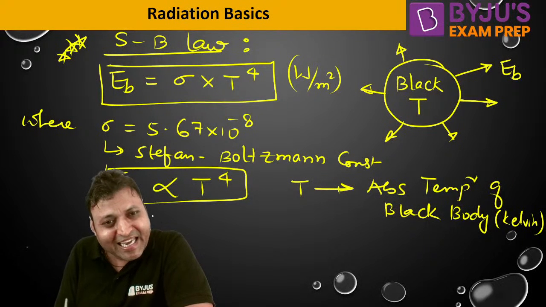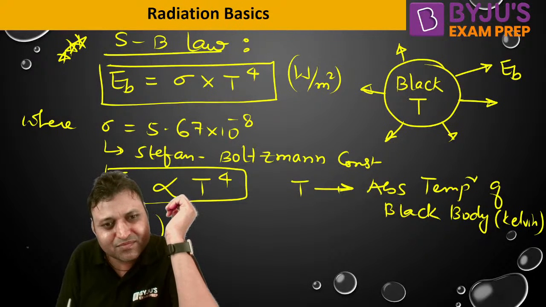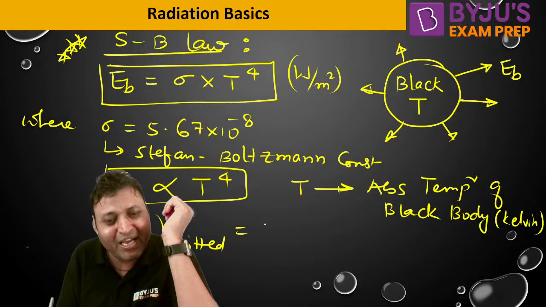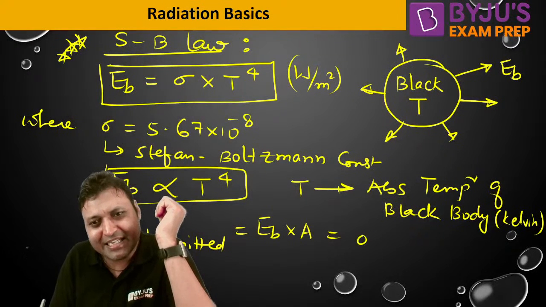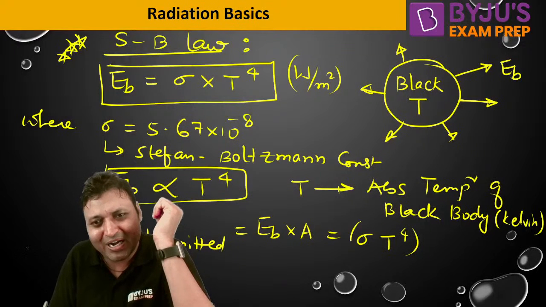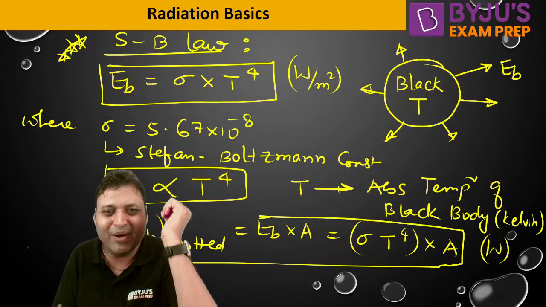So the total radiation emitted by the black body will be equal to EB multiplied by area, or we can say sigma into T to the power 4 multiplied by area. The unit will be watt or joule per second. That is the radiation emitted by the black body.